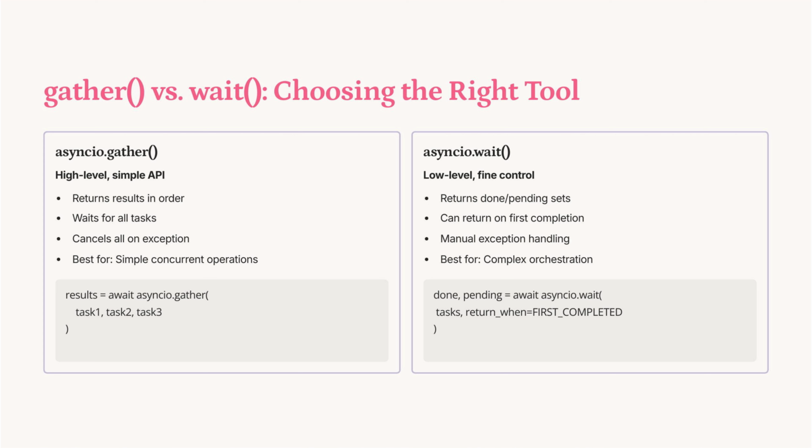Choosing between asyncio.gather and asyncio.wait depends on your needs. Use gather for simple concurrent operations. It waits for all tasks and cancels on exceptions. For complex orchestration, wait offers fine control, returning done and pending sets, and can handle tasks as they complete.